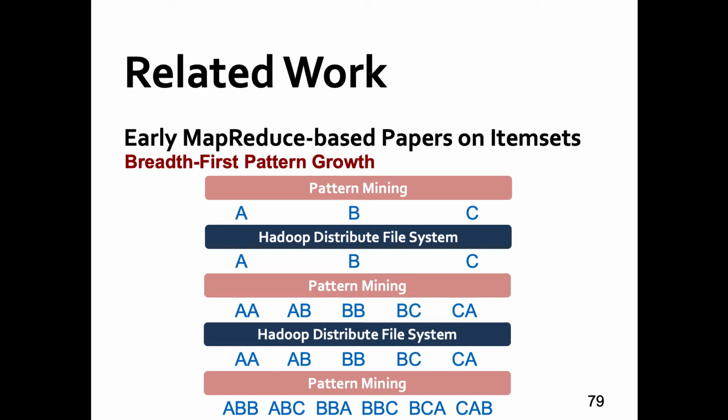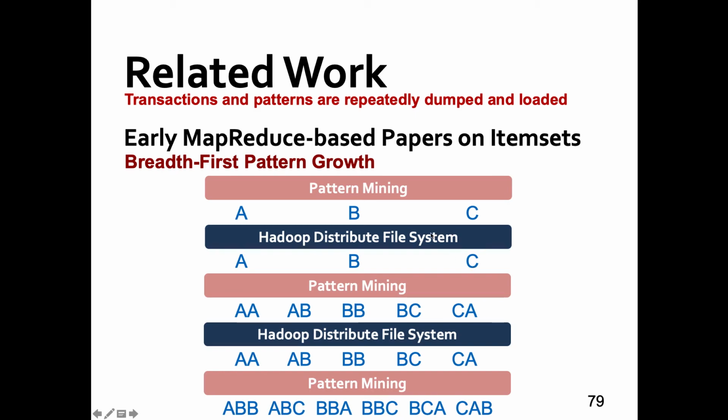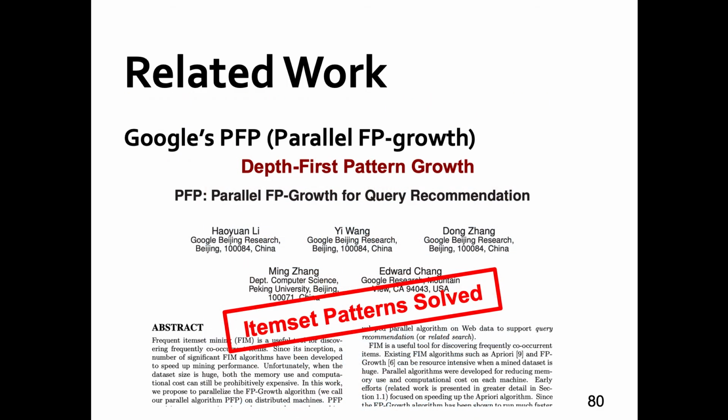A problem with such a MapReduce solution is that transactions and patterns are repeatedly saved to HDFS and then loaded back, which incurs a lot of I/O overhead. Secondly, the patterns need to be checked against the entire transaction database rather than a smaller projected database. A satisfactory solution that uses the depth-first FP-growth algorithm is proposed by Google researchers, which make the FP-growth algorithm run in parallel with a MapReduce job.